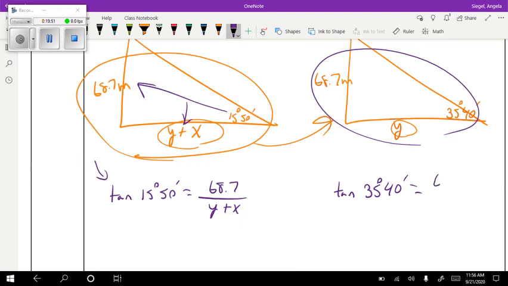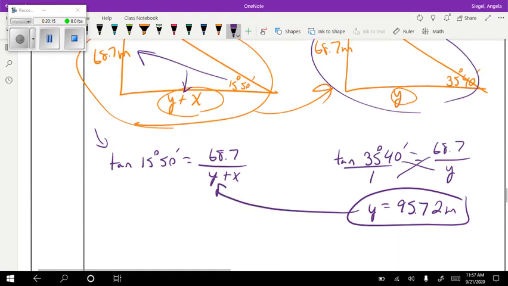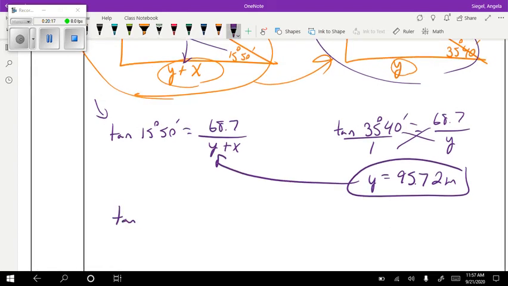So this one is going to be the same process, opposite over adjacent. And so when I solve for this, cross multiply, and divide, and you are going to get 95.72 meters. Well, now I can apply that to that y, and now it makes that problem a little bit easier. So we're using like the substitution method.